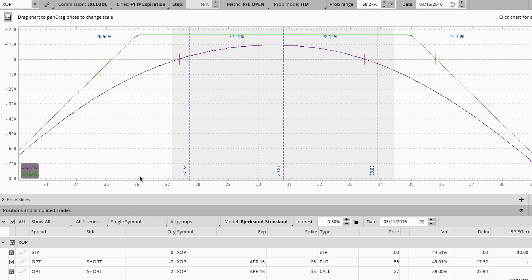Where it's really helpful is in a situation like this, where if the stock, let's say, for example, today XOP was trading at 26 versus 30.81. Let's say the new price today suddenly was $26. Well, instantly you'd actually be losing on this trade about $100 today, right? Your loss today would be $100.